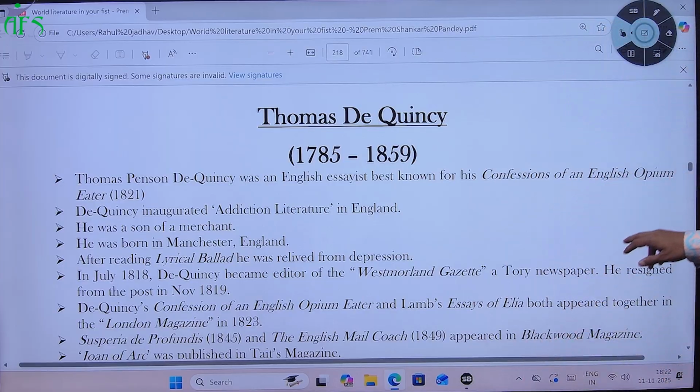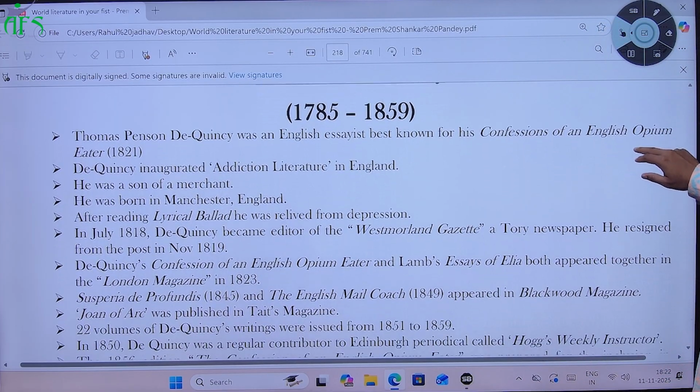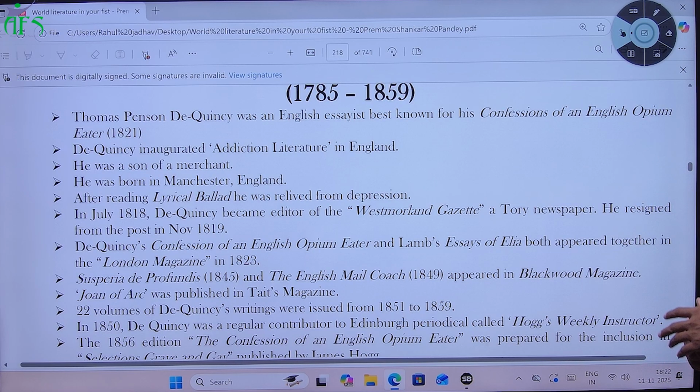So let's have a look at him. Thomas Penson De Quincey was an English essayist best known for his Confessions of an English Opium Eater. De Quincey inaugurated addiction literature in England. He was the son of a merchant, born in Manchester, England. After reading Lyrical Ballads, he was relieved from depression.